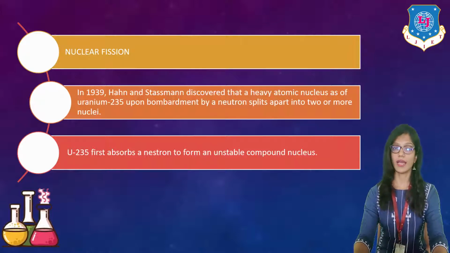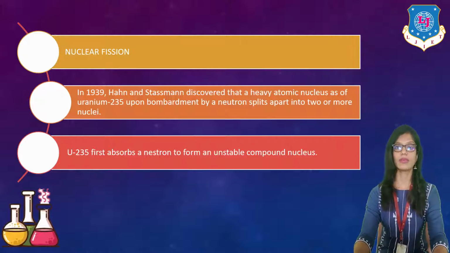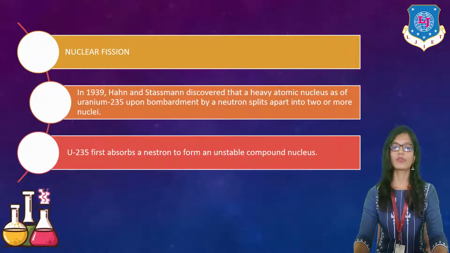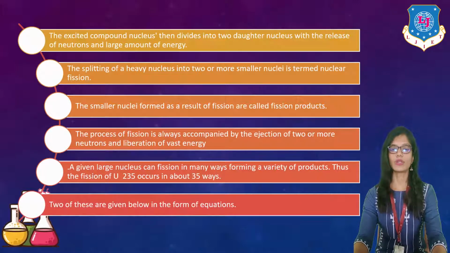In 1939, Hahn and Strassmann discovered that a heavy atomic nucleus such as uranium-235, upon bombardment by a neutron, splits apart into two or more nuclei. That U-235, uranium-235, first absorbs a neutron to form an unstable compound nucleus. Now the excited compound nucleus divides into two daughter nuclei with the release of neutrons and a large amount of energy. This splitting of a heavy nucleus into two or more smaller nuclei is termed nuclear fission.